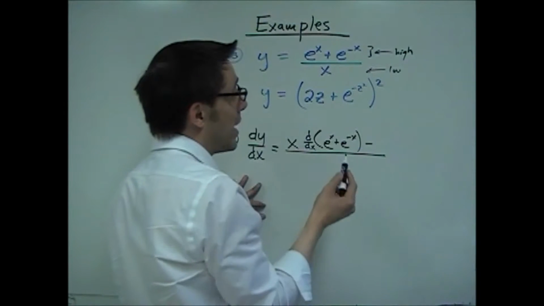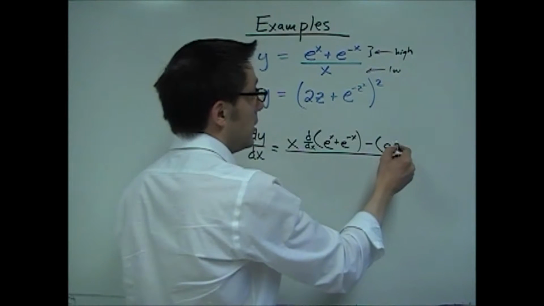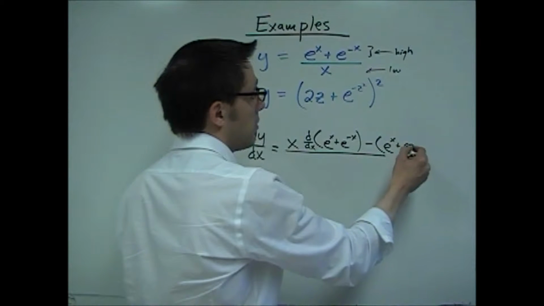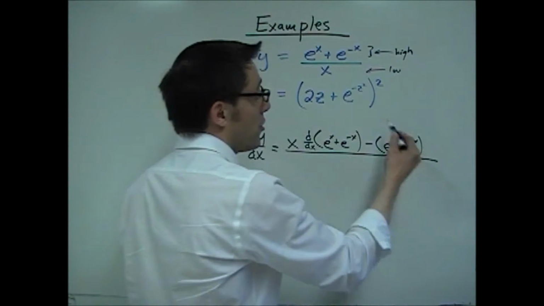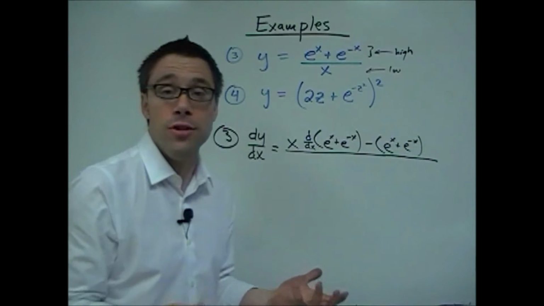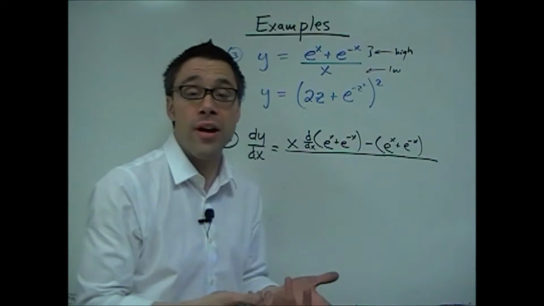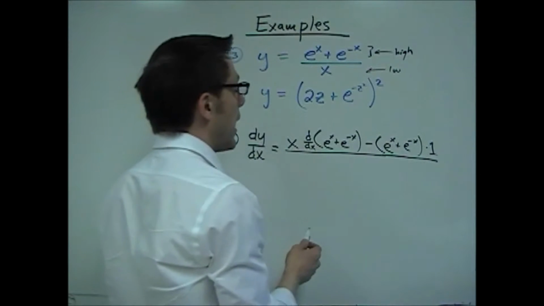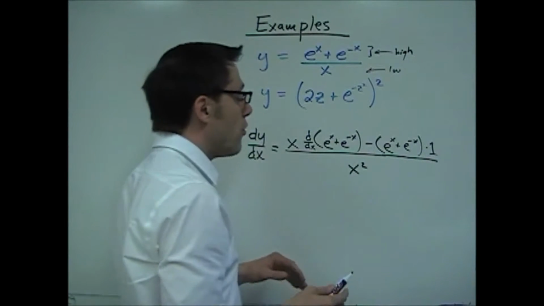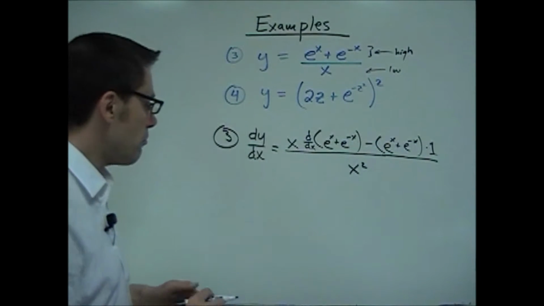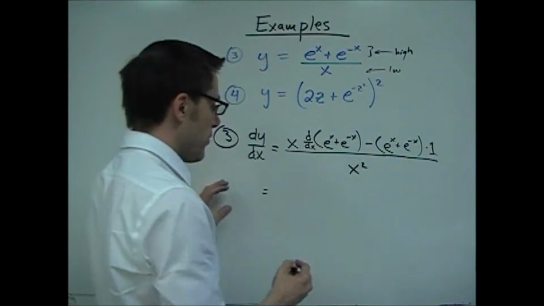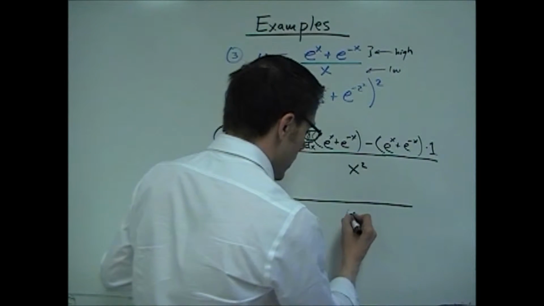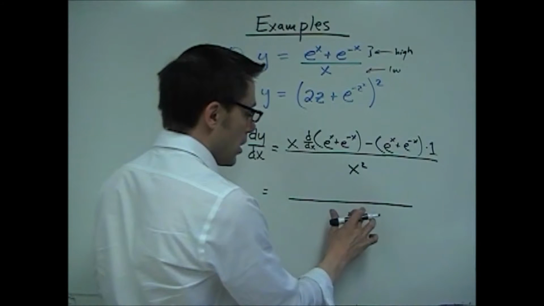Minus, so low d high minus high. Here's high, e to the x plus e to the minus x. D low, well, this one's easy. We can write this as the derivative right away because the derivative of x is 1. So multiplied by 1. Divided by the bottom squared we go, right? Over the bottom squared we go. So now, I'm just going to simplify this as far as I can. So the x squared remains on the bottom.